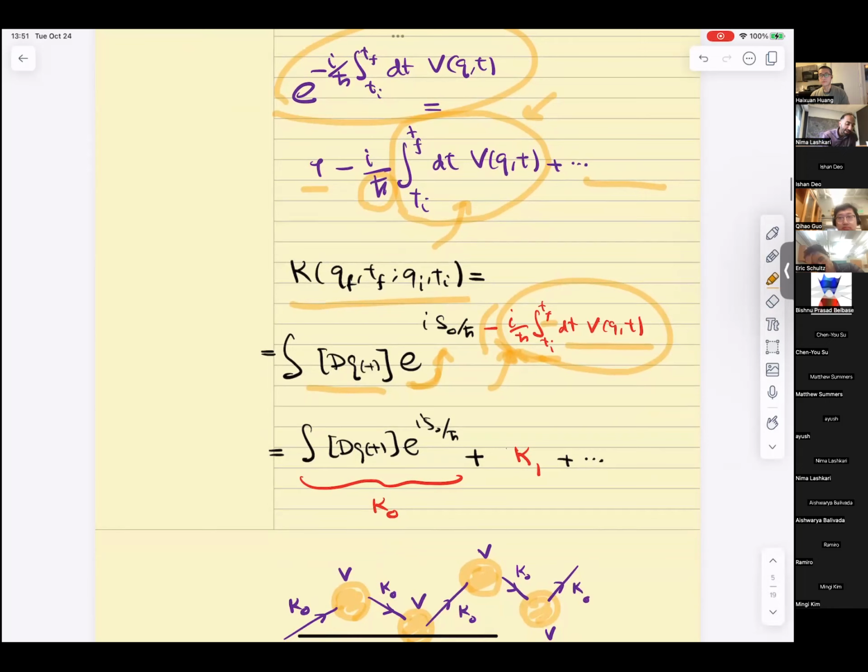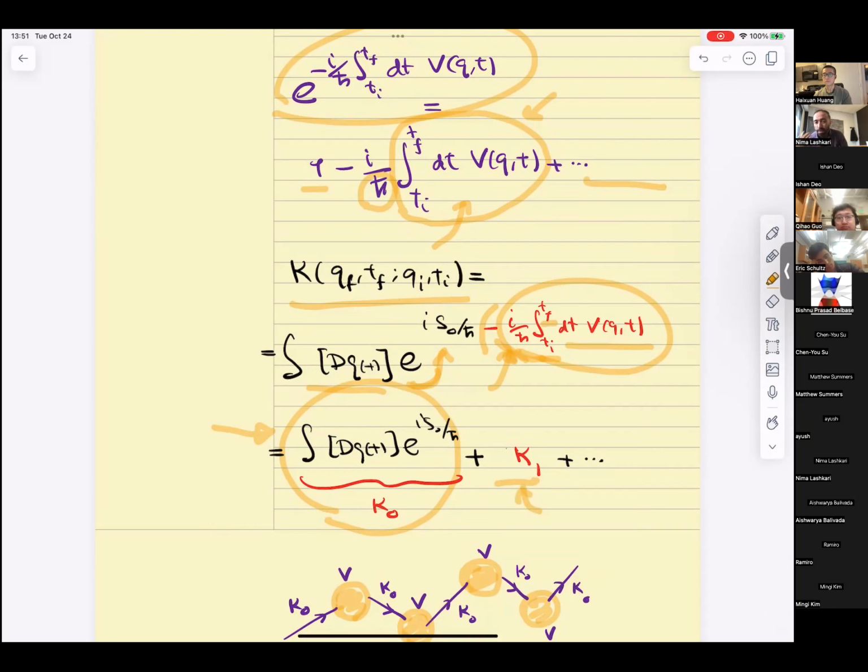Okay, so now after we expand this, we recognize the 0th order term as K0. We call K0 the propagator for the free theory. We're going to spend quite a bit of time working out the propagator in the free theory using path integrals. Then we're going to look at the first order approximation.